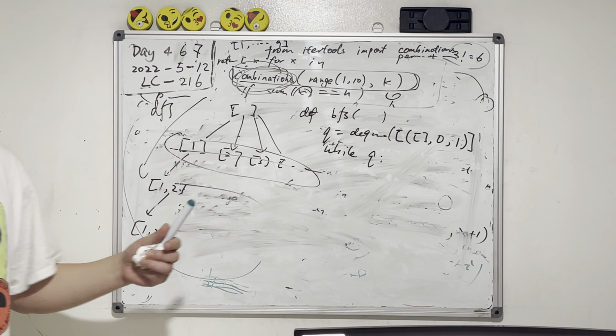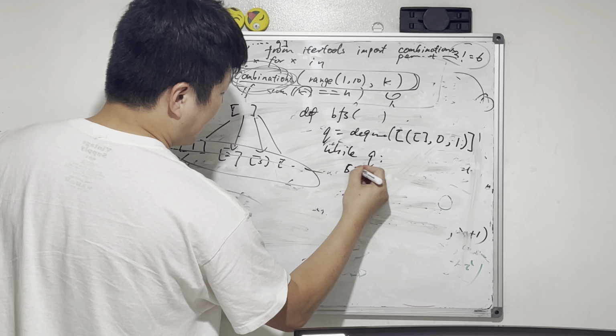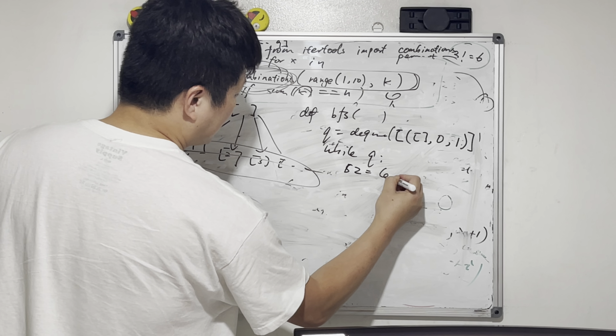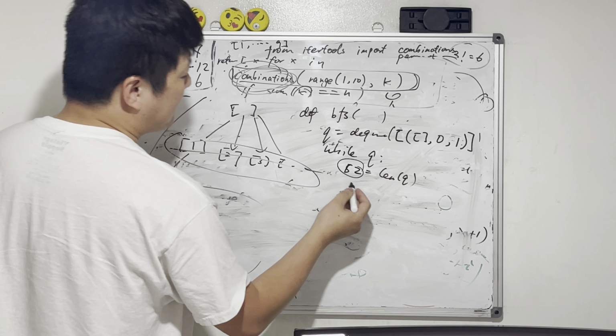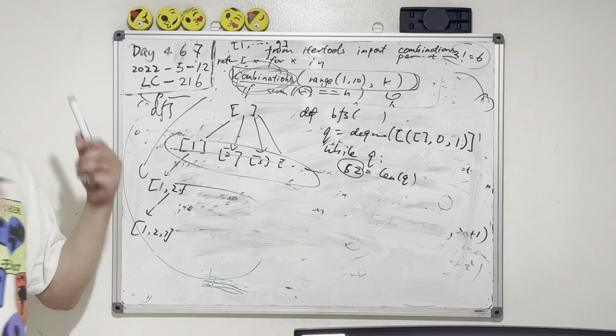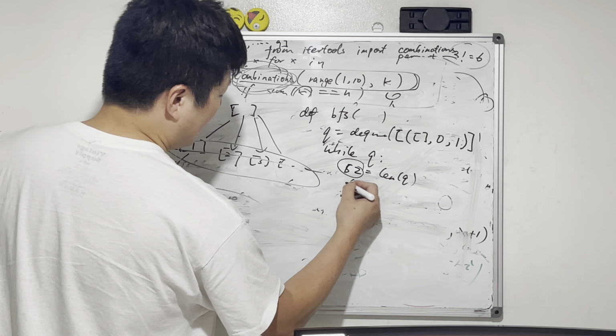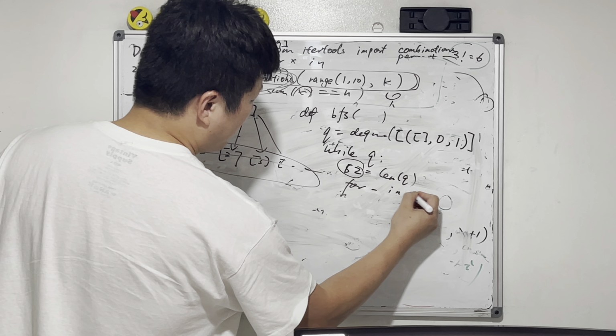While there are elements in the queue, we need to find out how many of them. Let's say size, sz, equals the length of the queue. If we get this size, it means that there are sz nodes in the current queue, which belong to the same level. And then let's pop them out one by one, so for in range sz.